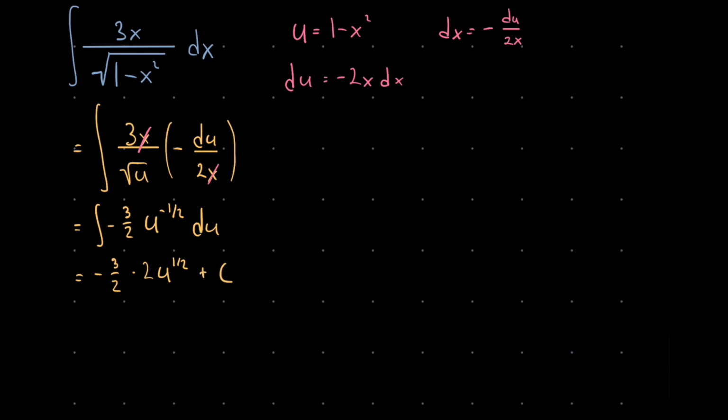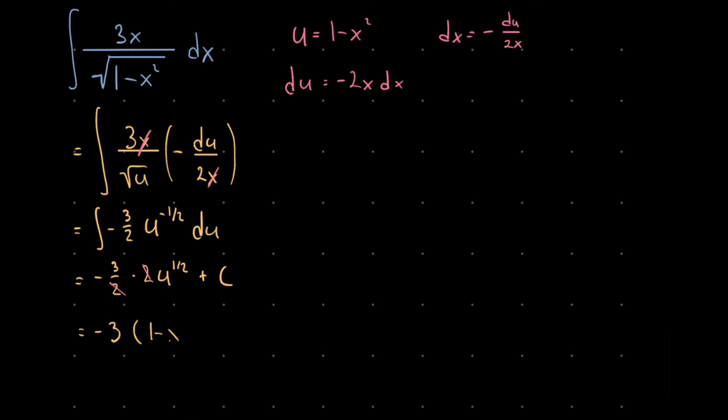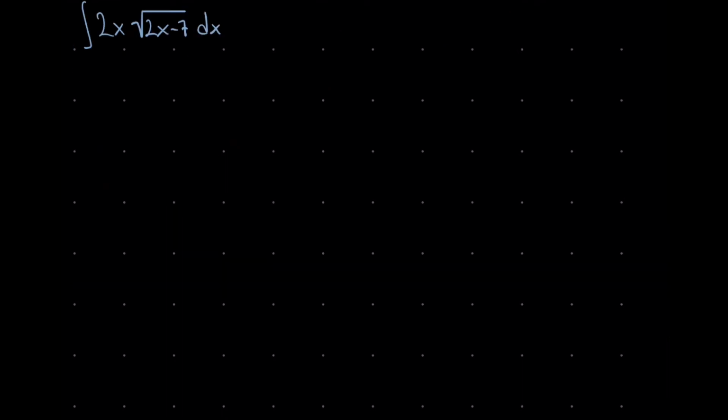If we return our substitution, u equals 1 minus x squared, and notice that the 2's here cancel out, we're left with negative 3 times (1 minus x squared) to the power of 1/2 plus c, or this is just negative 3 times the square root of 1 minus x squared plus c, for some constant c. Okay, so we're going to move on to another problem, and this one will be a little trickier than the previous two, and you'll see why in a second.